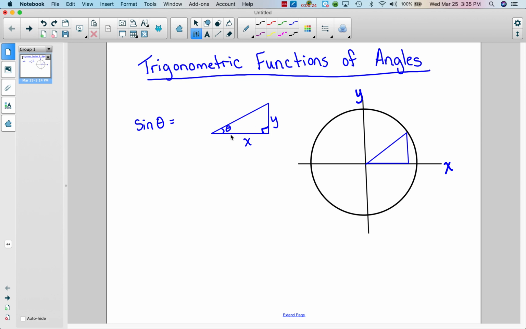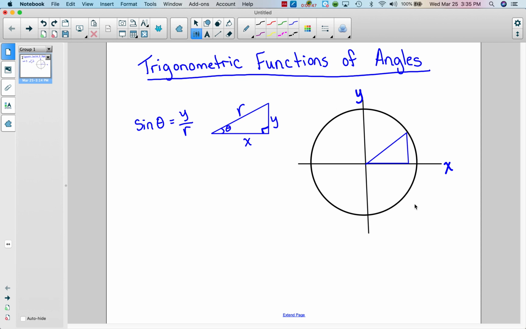Definitely theta is an acute angle. It's less than 90 degrees. So for this particular problem, I'm going to call my hypotenuse R. I'm going to explain why in just a minute. But if I were going to do sine theta, then I would take opposite, which would be y, over my R, the hypotenuse, and I could come up with what that expression is.